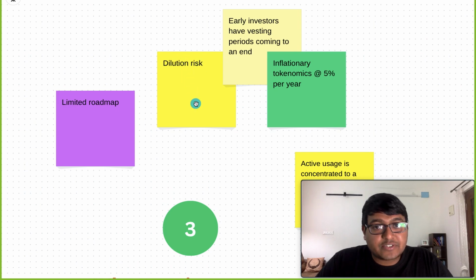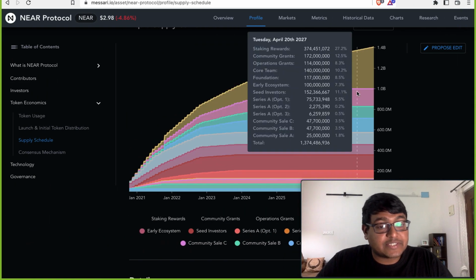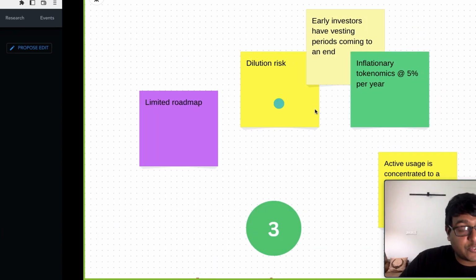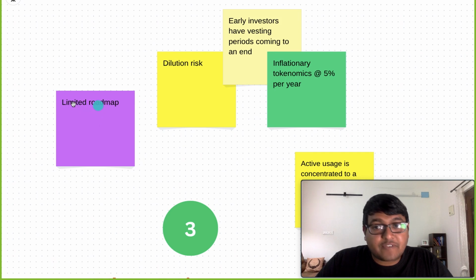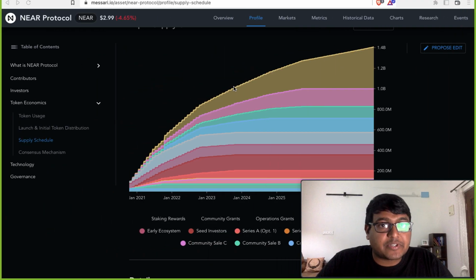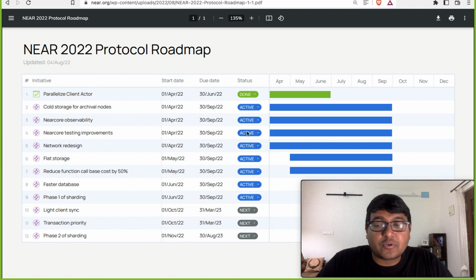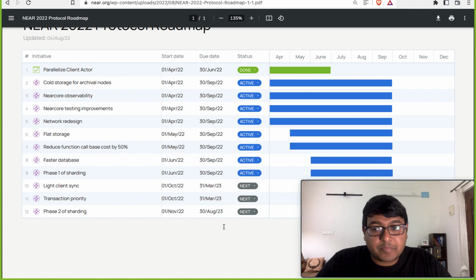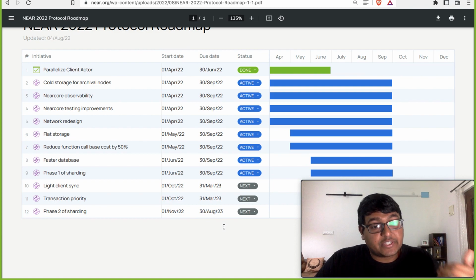Dilution risk. Right. So the fact that you are seeing at least 600 million more tokens coming into circulation in the next few years, definitely there's a huge dilution risk. And the fact that today the roadmap is pretty limited. Right. If you go down to this page, you'll see that their roadmap is only till about August of 2023. That means 8 months, or about 10 months from now. Right. That's their roadmap. What is going to happen after that, they have not really defined.